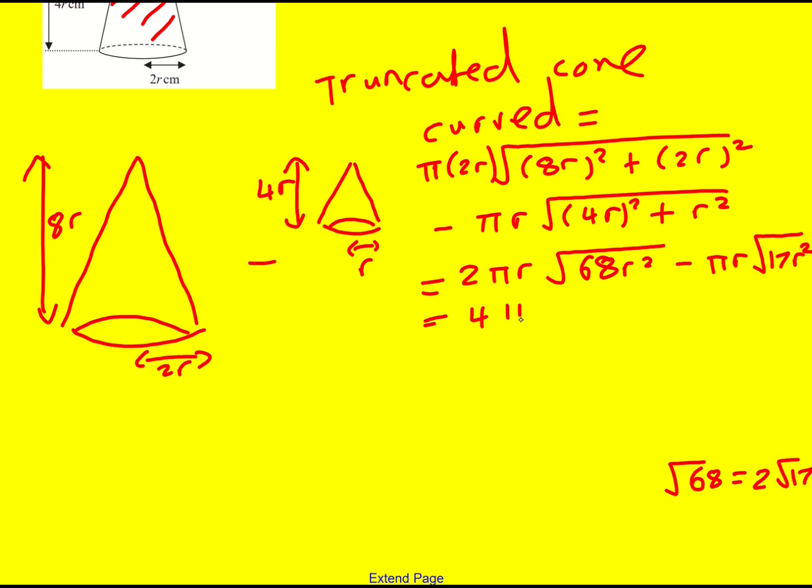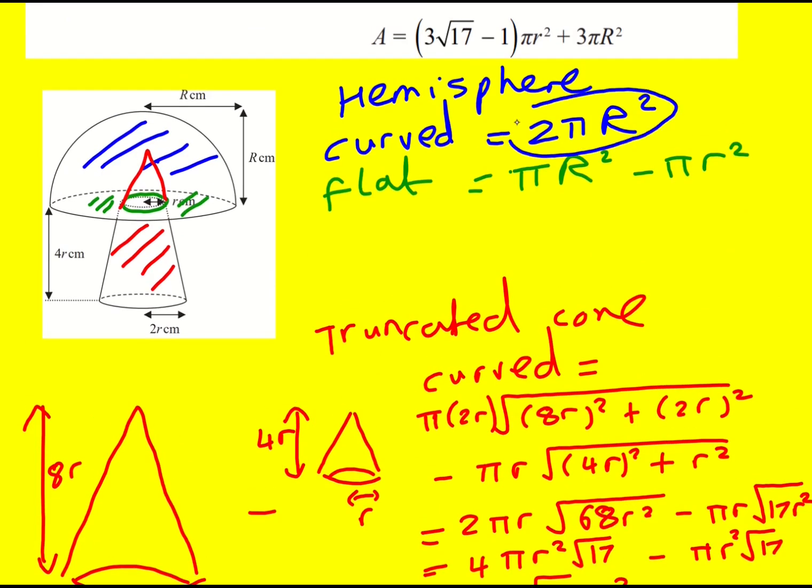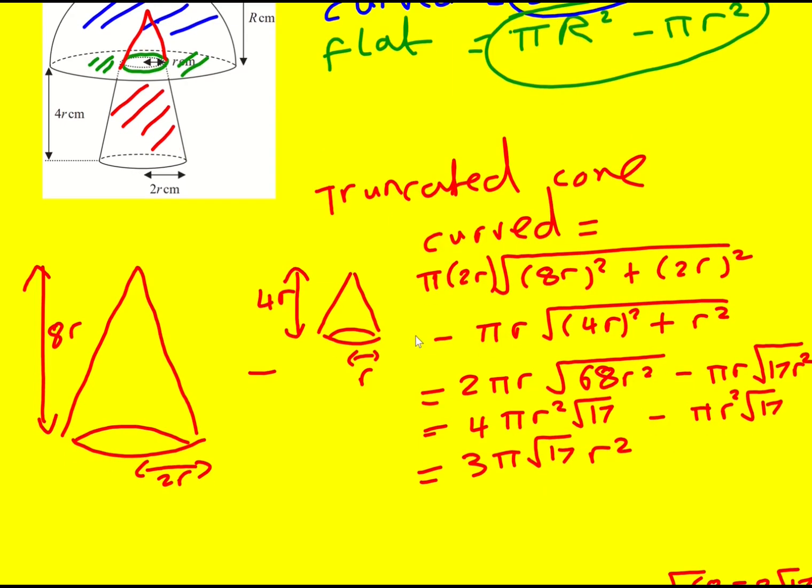So this becomes 4 pi r times another r times root 17. Because when I square root the r squared, I get back to r. So I've got my r squared, I've got a 2 because 68 became 2 root 17. That's that term. Then I'm minusing pi r squared root 17, which gives me 3 pi root 17 r squared. Oh, okay, we're there. So curved part of the hemisphere, flat part of the hemisphere, and then the curved part of the truncated cone.